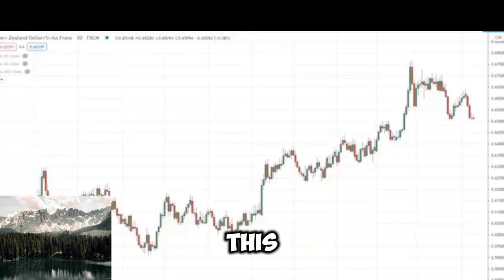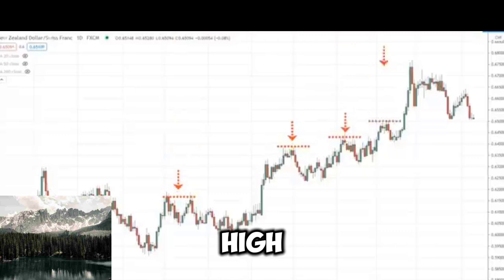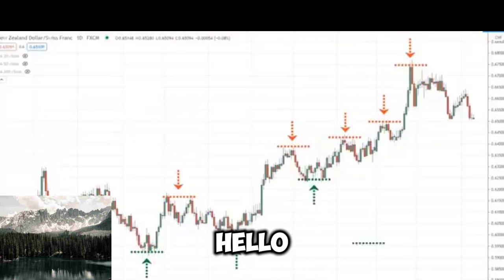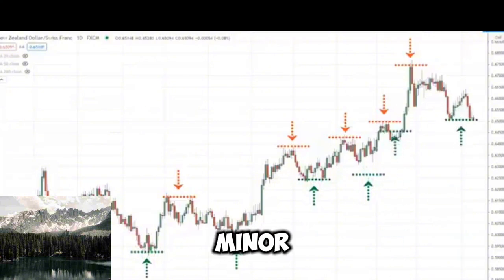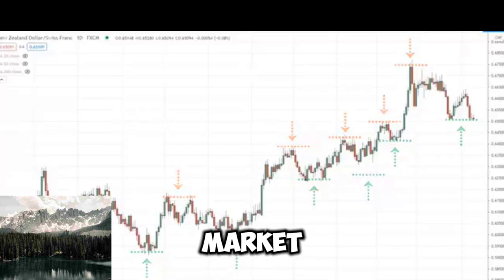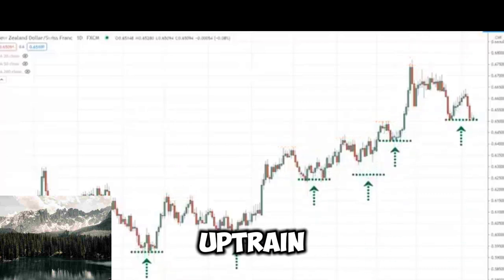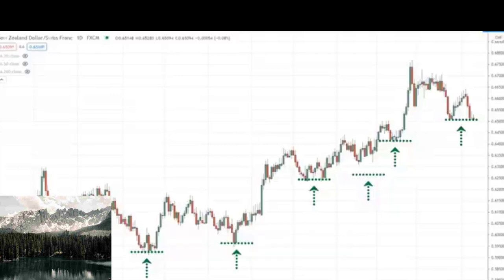What market structure is this? Well, if you notice, this market, in the grand scheme of things, is forming a series of higher highs and higher lows. Higher high, higher high, higher high, higher high, higher high, and higher low, higher low, higher low, higher low, higher low. There's another minor one over here. So you can see that in the big picture, if you look from left to right, this market is heading higher. It's in an uptrend. And if a market is in an uptrend, what should you be doing? Looking for buying opportunities or selling opportunities? I'm sure you got the answer.